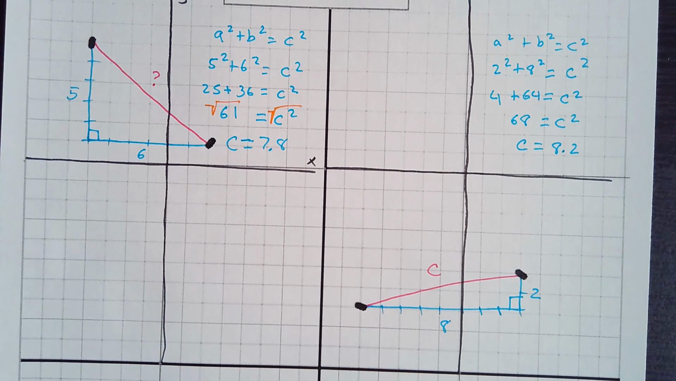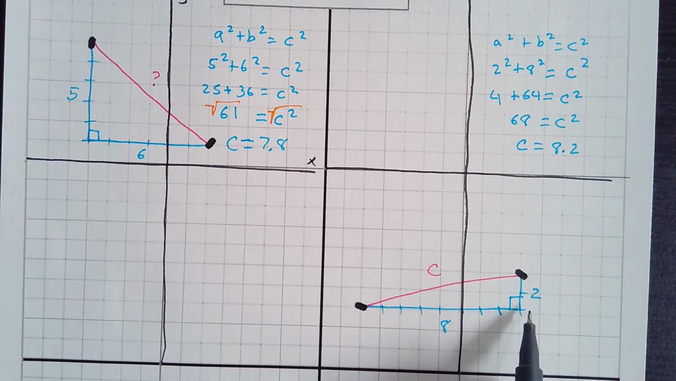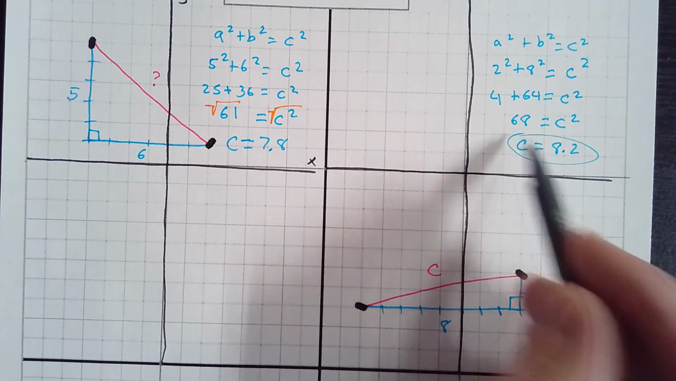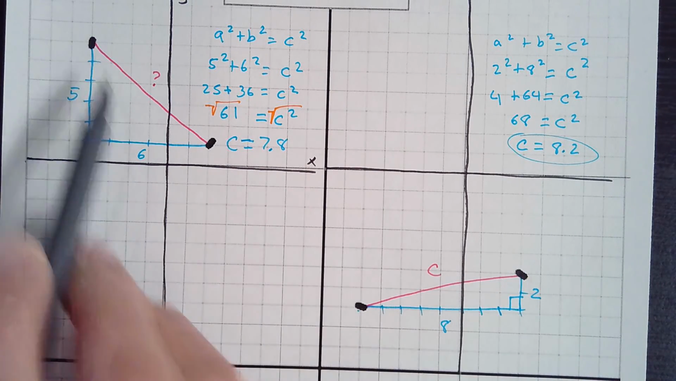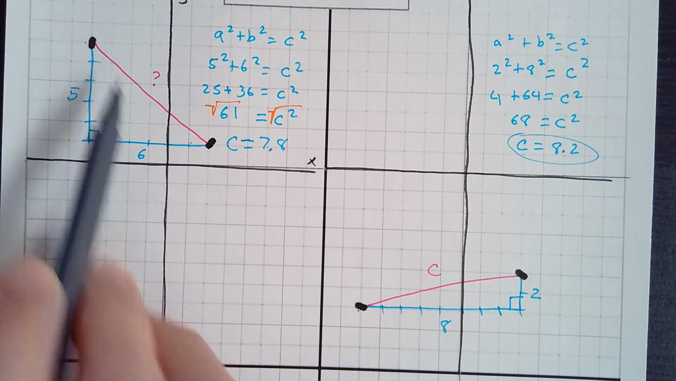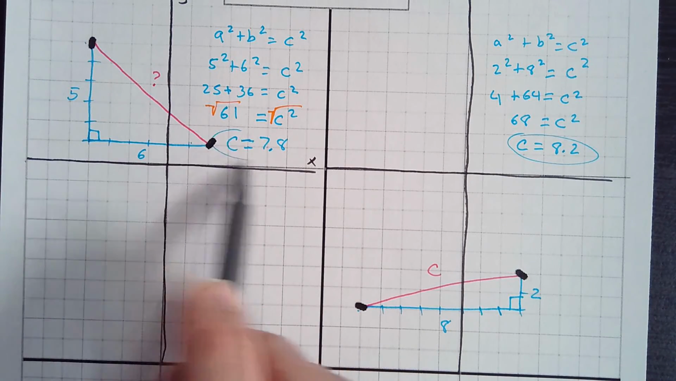So connect the lines. Once you connect the lines, make a right triangle out of it, and then use the Pythagorean theorem to find the distance between 2 points. So this C is telling us the distance between here and here. C is telling me the distance between here and here on those 2 problems.